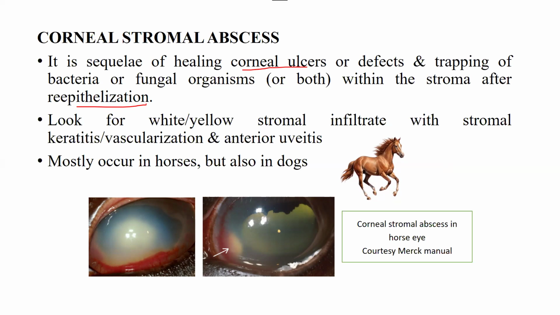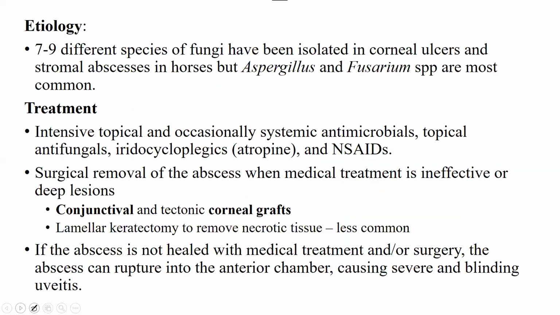As far as appearance is concerned, you can look for white, yellow stromal infiltrate with stromal keratitis, vascularization, and anterior uveitis. As you can see in this image, this whole whitening indicates the stromal infiltrate, white or yellow. This is stromal abscess. This is a condition that is mostly seen in horses, but it rarely occurs in dogs also. But you should remember or study this disease because this is very important from the paper point of view.